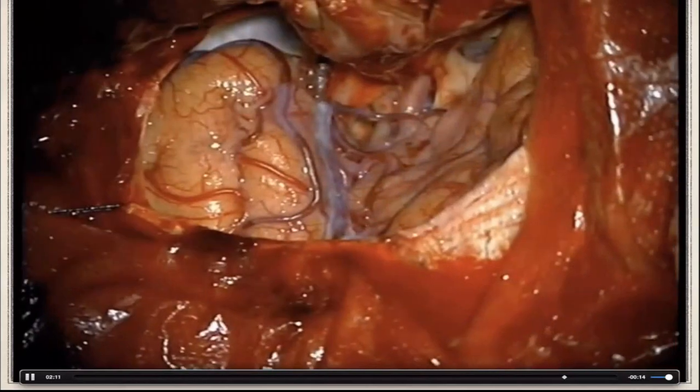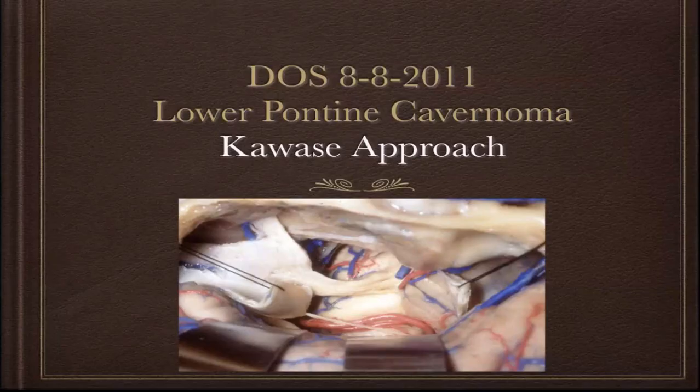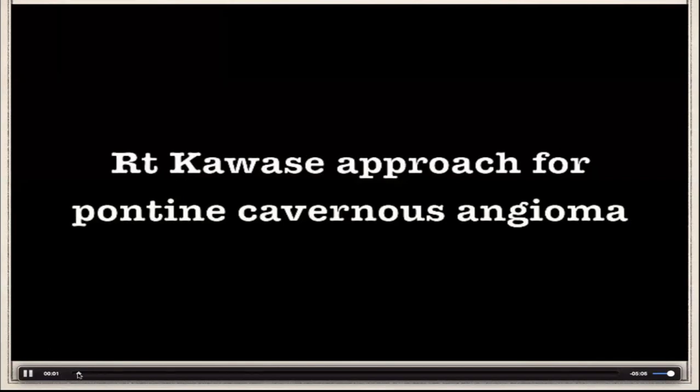Another caudal pons, lower pons cavernoma, where I use the Kawase approach. As I said earlier, I love this approach for the anterolateral pons, what I call the second quarter behind the clivus, counting from the top. It's perfect for this area. Many times the retrosigmoid approach does not give you the angle you need.